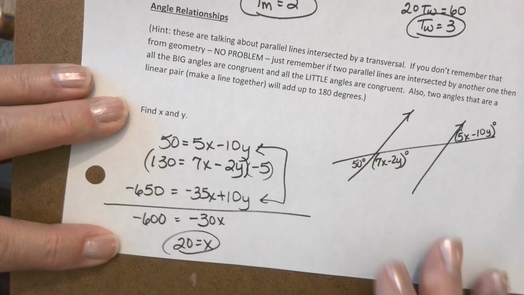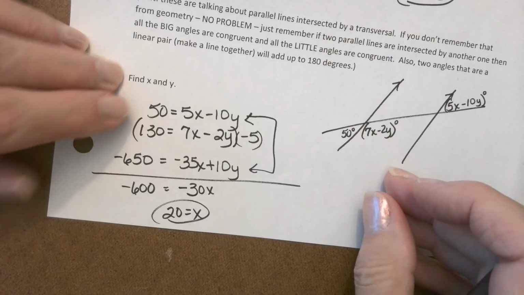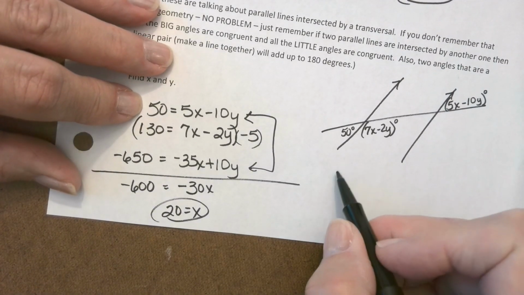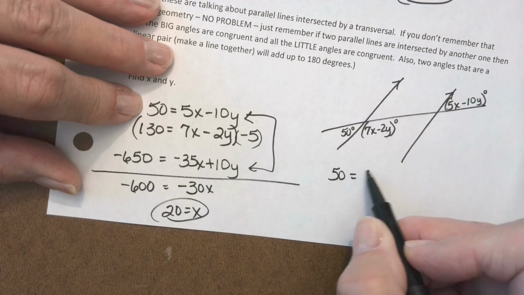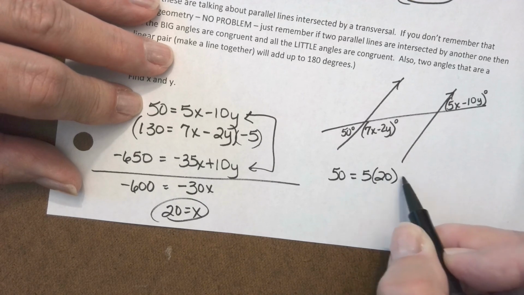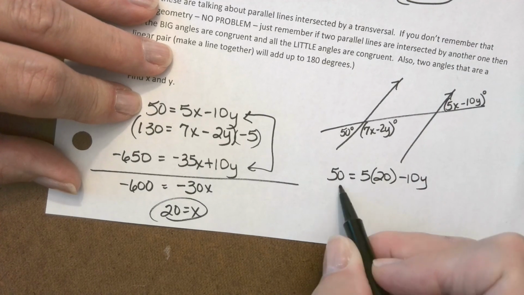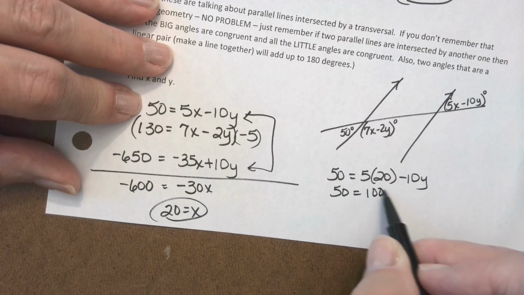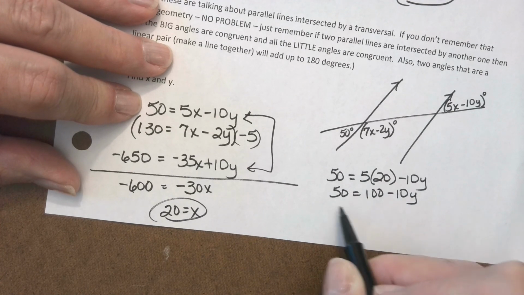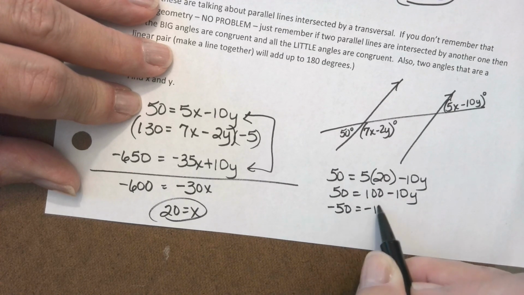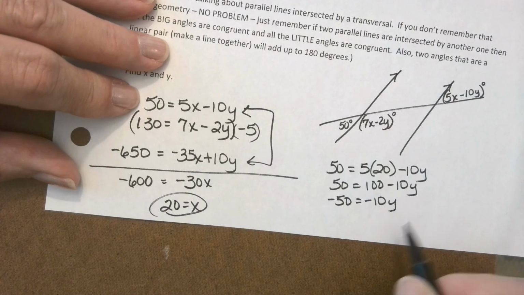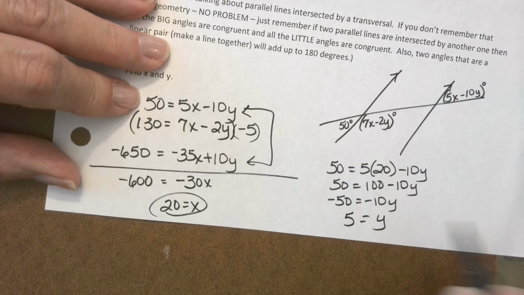So x is 20. If I want to find y, I just plug it back into one of these equations. So I'm going to do 50 equals 5 times x minus 10y. So 50 equals 100 minus 10y. Subtract 100 from both sides. Then divide both sides by negative 10. And you get that y is 5.